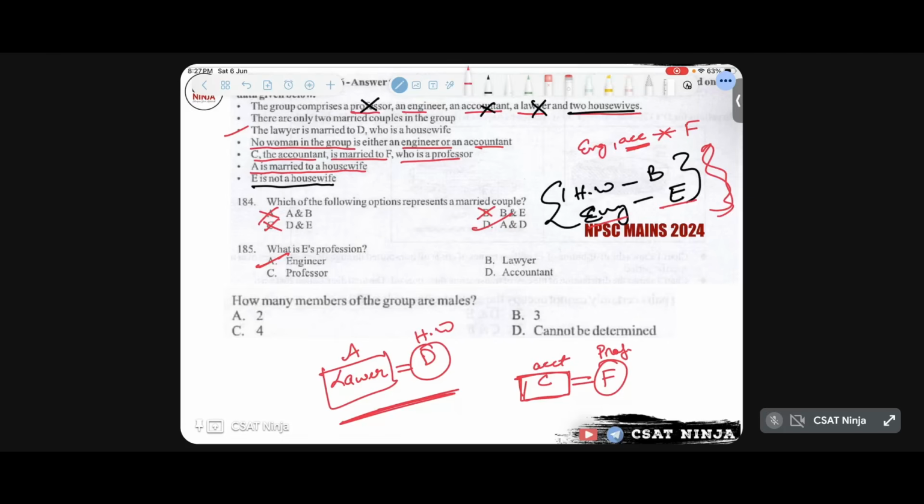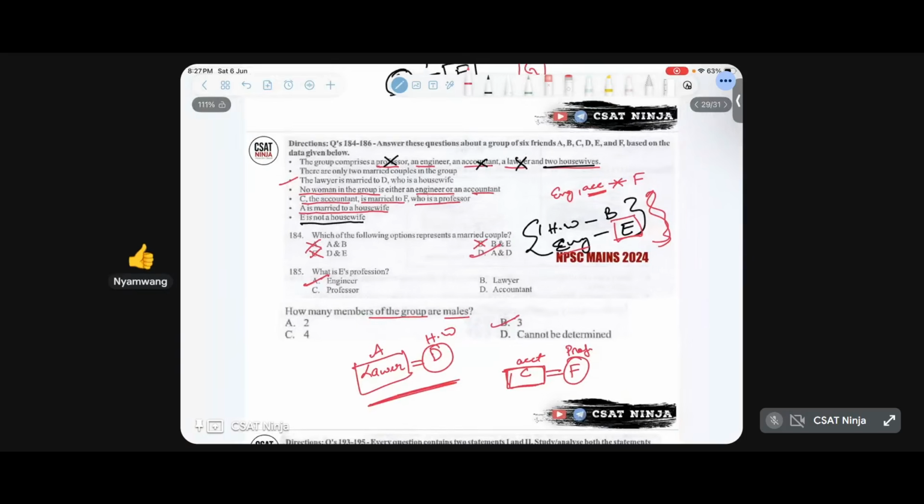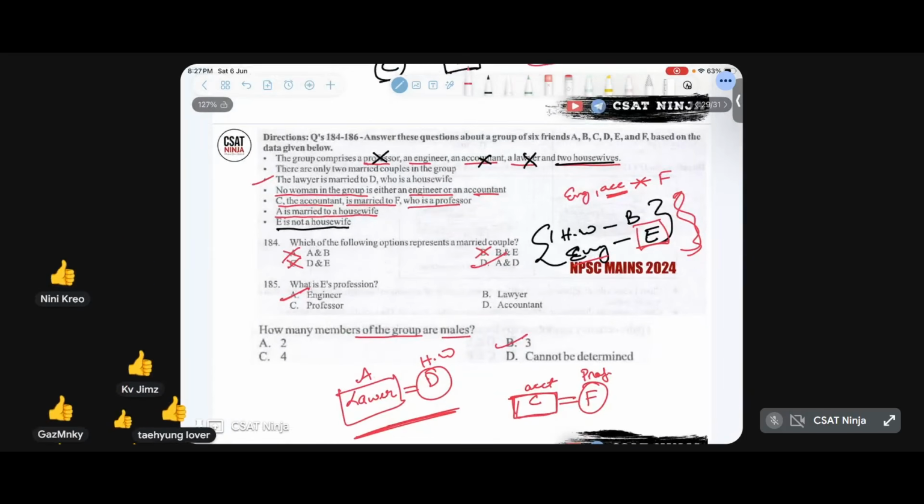He's an engineer. How many members of the group are male? Here we have one male member. 1, 2, and remember, housewife is female, but engineer is not a female, which means that this E is a male member here. Why? Because engineer, though female, can't be a woman there. That's the reason why. So we have 1, 2, and 3 people who are male there. I hope we are clear with this one. Mains level question. It is this easy.